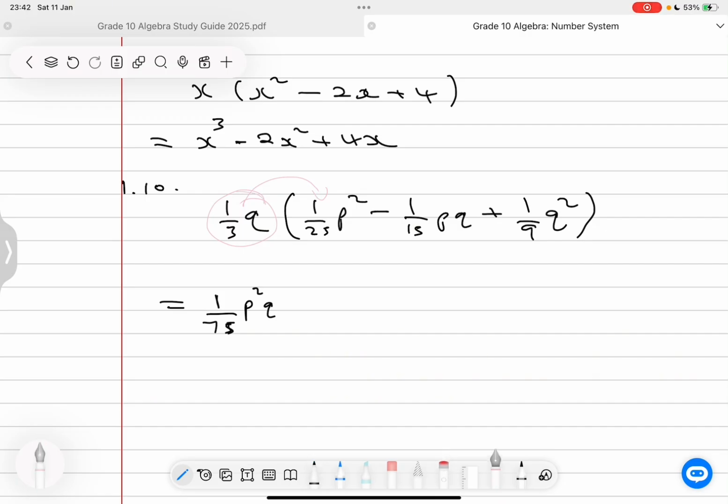Now we're going to take this term and multiply it with a negative 1 over 15pq. Now here again, the 1 will multiply the 1 there, so that I have negative 1, and the 3 will multiply the 15 there. That should give me a 45, and the p will be the way it is, but the q will be a q squared. Remember that we are multiplying q and a q here, and we know that this will give us a q squared.